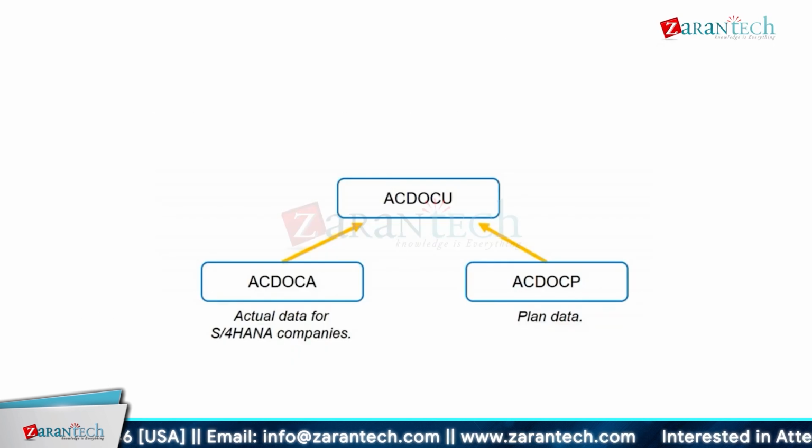Anybody, any other doubt? So, the universal general table for group reporting is ACDOCU. The data from ACDOCA will flow to ACDOCU. That is my actual data. ACDOCA full form is accounting document for actuals. That data will flow to ACDOCU and give the consolidation figures for actuals. The same way ACDOCP is planning data. P means planning data. This planning data also will be taken to ACDOCU, where you can see the consolidation figures of actual and plan in two separate columns, and you can do your reporting.